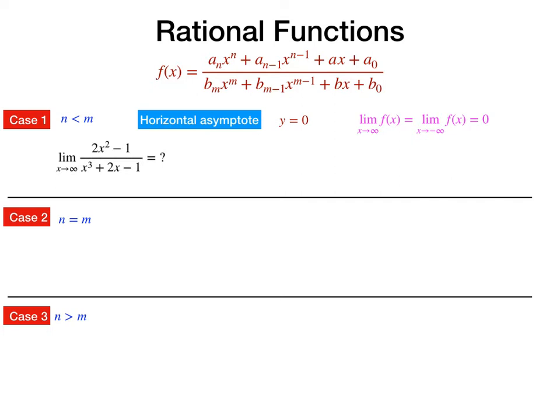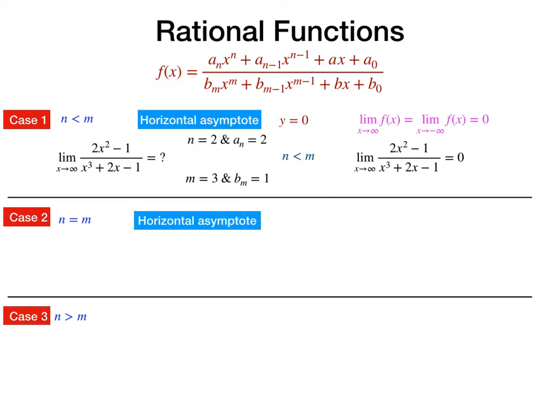An example of this case is the limit of the function 2x squared minus 1 over x cubed plus 2x minus 1. In order to figure this out, we need to identify the degree of the top, which is 2. The leading coefficient is 2. The degree of the bottom is 3. The leading coefficient is 1. Clearly, n is less than m, so we can conclude that the limit of this function when x goes to infinity is 0.